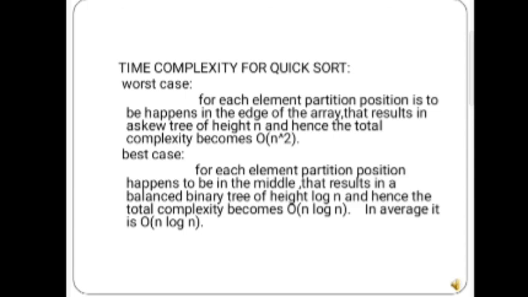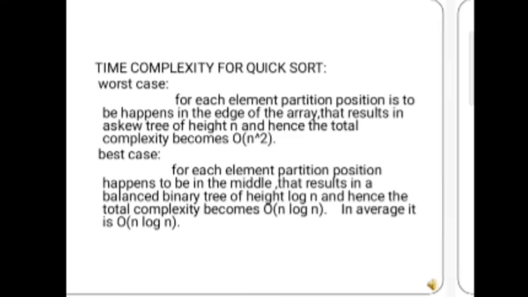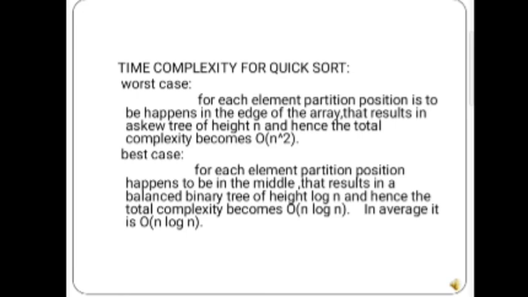at the worst case, for each element the partition position happens at the edge of the array, which results in a skewed tree of height n, and hence the total complexity becomes O of n square. And at the best case, for each element the partition position happens to be in the middle, which results in a balanced binary tree of height log n, and hence the total complexity becomes O of n log n, and in the average case it is O of n log n. This is the time complexity for quicksort.